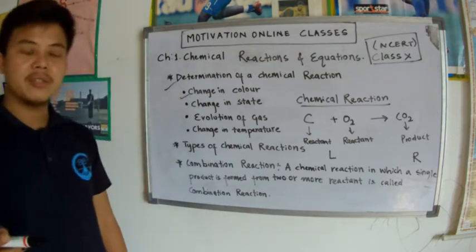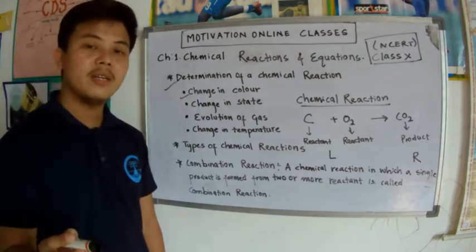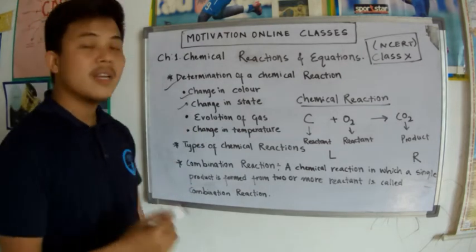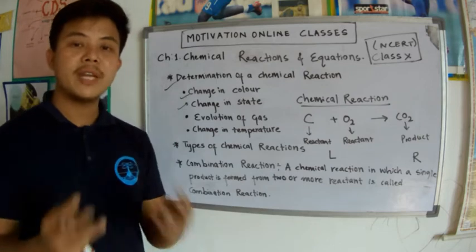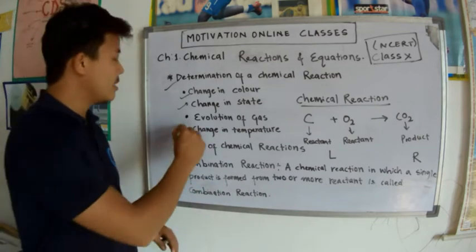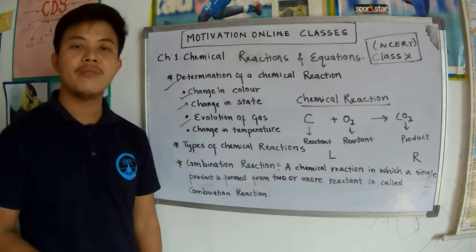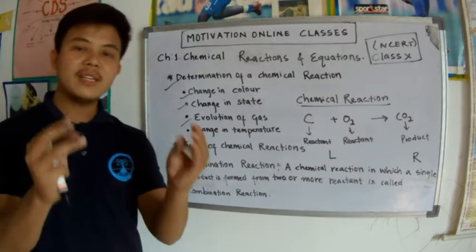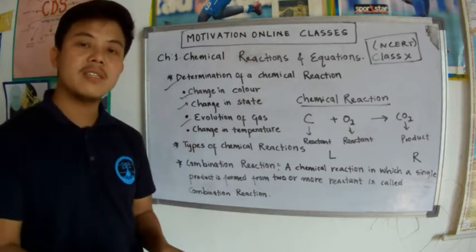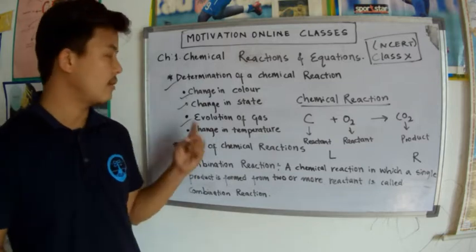After the reaction, whether there is a change in color. The second one is whether there is a change in state after the reaction of the two reactants. The third thing is the evolution of gases. After reacting the two chemicals, whether gases are coming out of that reaction. We have to check it out.